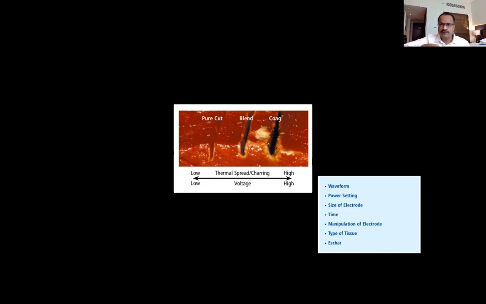Manipulation of electrode: if you stretch the tissues, if you keep them under tension, then they thin out, so the effective volume of the tissues is less, so it desiccates and vaporizes faster. Type of tissue, like I said, the blood vessel will have different resistance, the fat will have different resistance, and eschar is the blackening that happens, where the superficial part of the tissue gets desiccated and does not allow the current to go inside the tissue. So all these factors will decide.